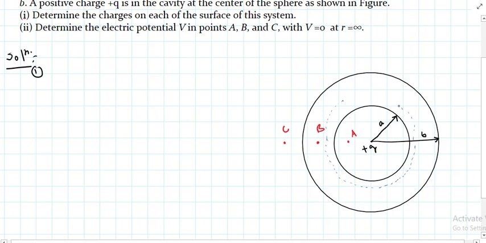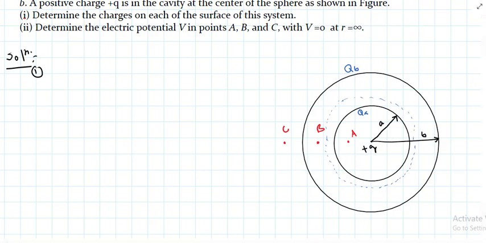Since I keep a positive charge at the center of this shell, which is hollow inside, I keep it at the center of that surface. Now the first question asks to determine the charges on each of these surfaces. So say this is surface a, and the charge would be Qa, and this is surface b, and the charge would be Qb. I have to find Qa and Qb.